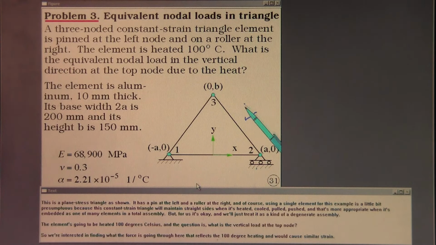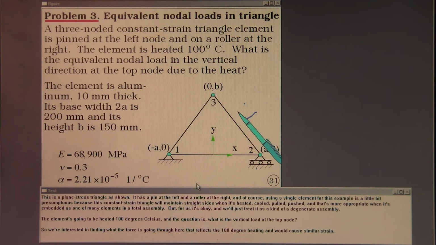And of course, using a single element for this example is a little bit presumptuous, because this constant strain triangle will maintain straight sides when it's heated, cooled, pulled, pushed. And that's more appropriate when it's embedded as one of many elements in a total assembly. But for us, it's okay, and we'll just treat it as a kind of a degenerate assembly.